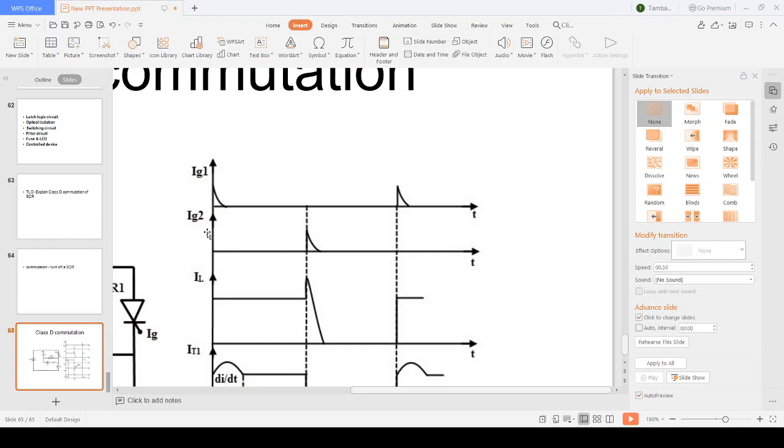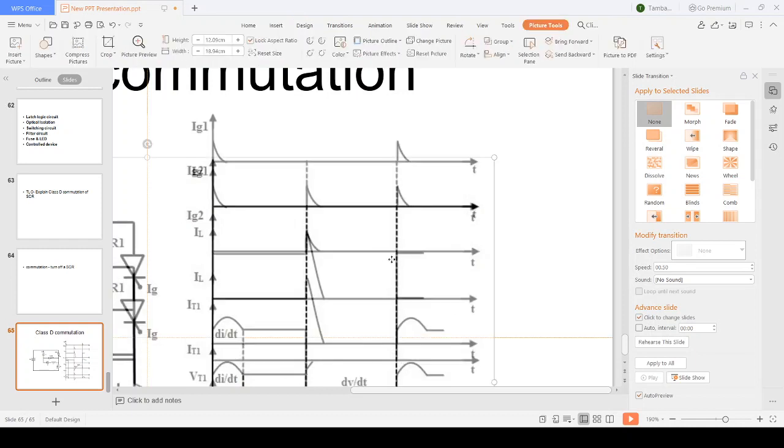Ig2 means this current is applied to the auxiliary SCR, and at the third instant, at this point, Ig1 is applied again. Ig1 is the value of the gate current. This gate current is applied to the gate terminal of the SCR. After applying the gate current, the SCR will get turned on.